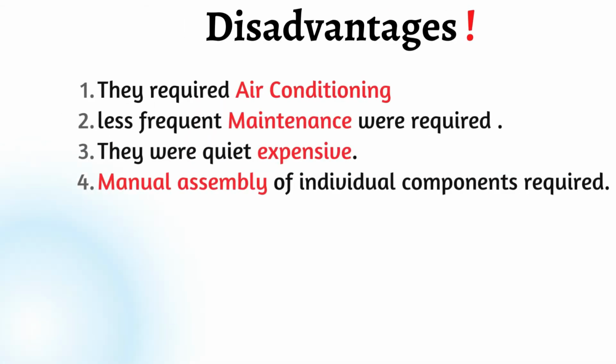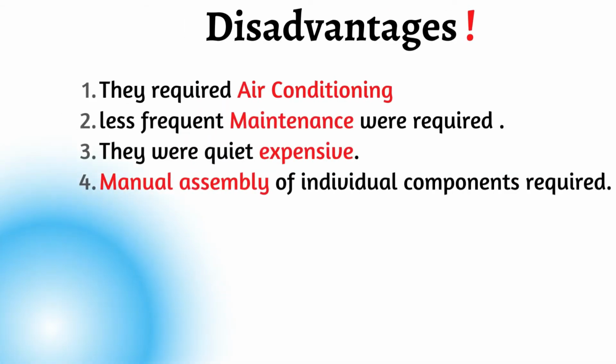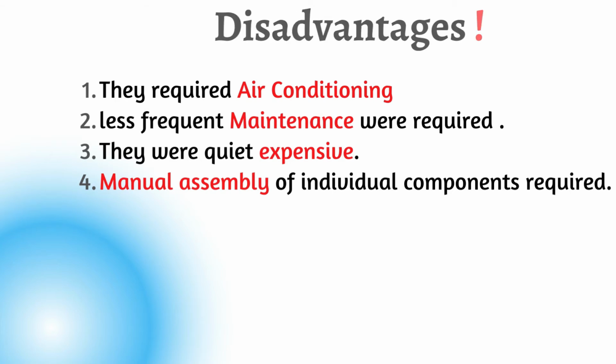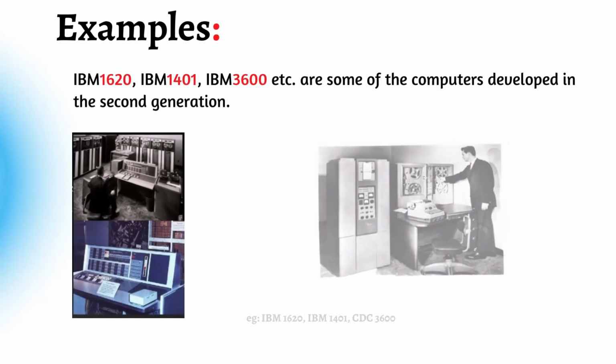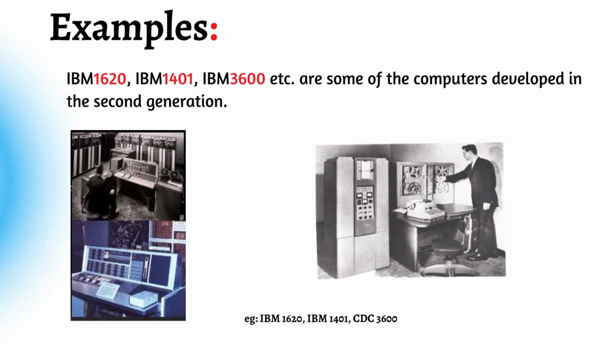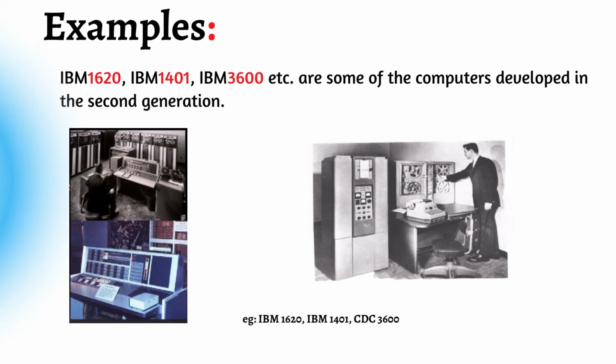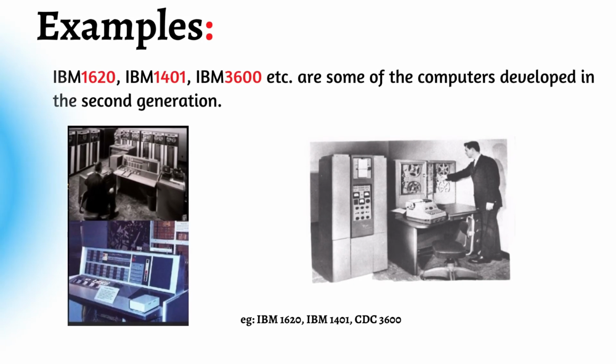Disadvantages. They required air conditioning. Less frequent maintenance were required. They were quite expensive. Manual assembly of individual components required. Examples: IBM 1620, IBM 1401, IBM 3600 etc. are some of the computers developed in the second generation.